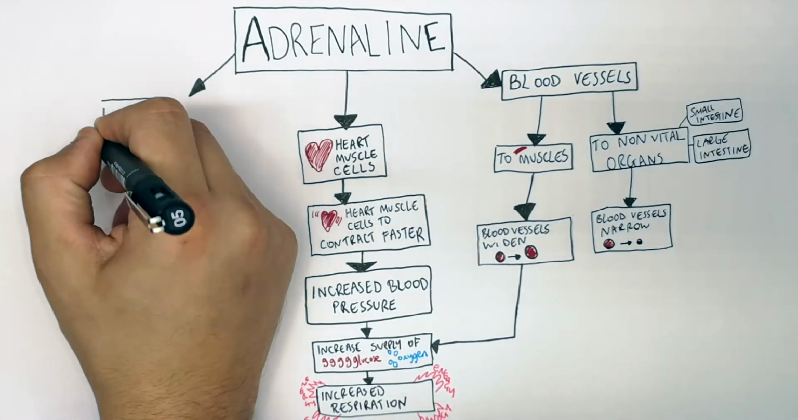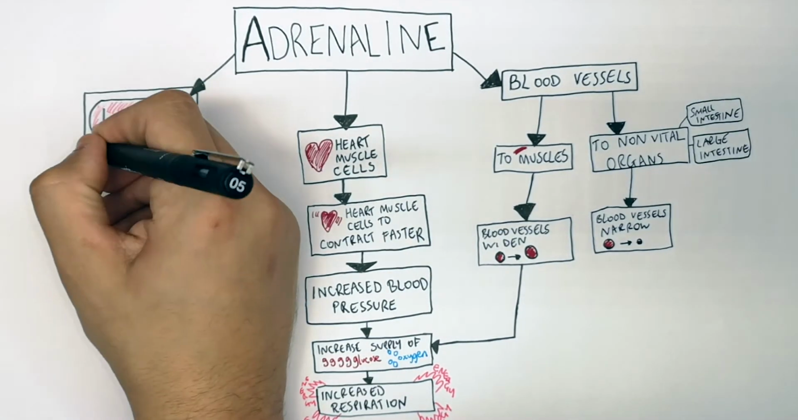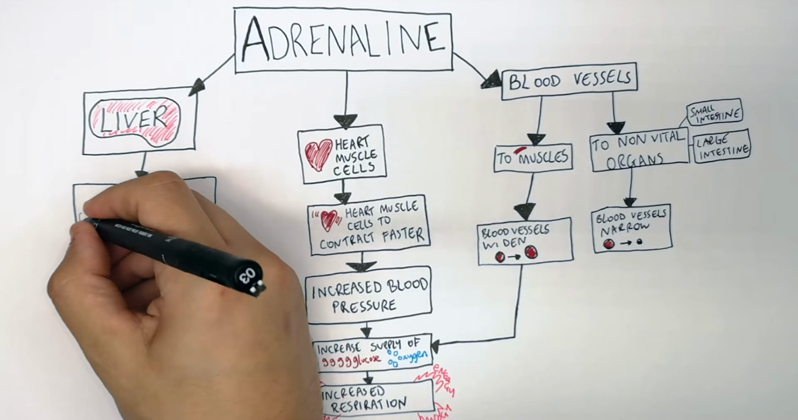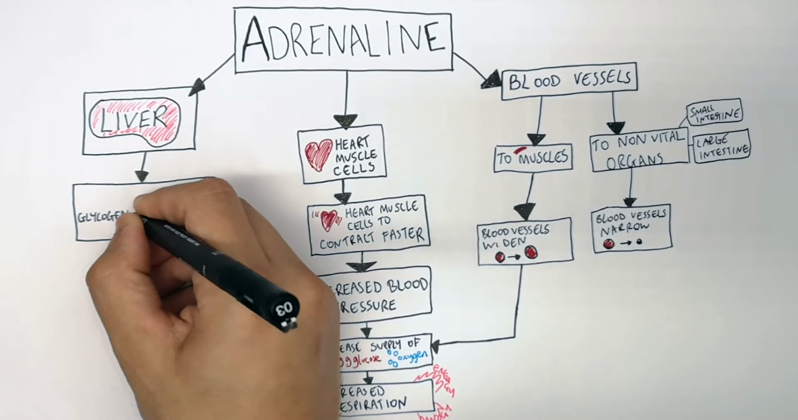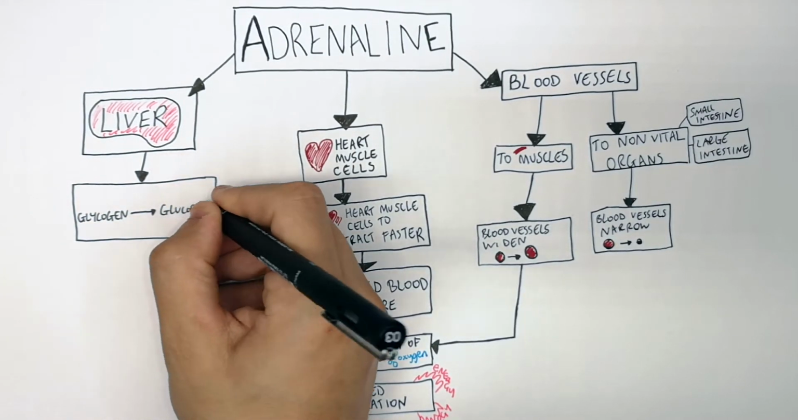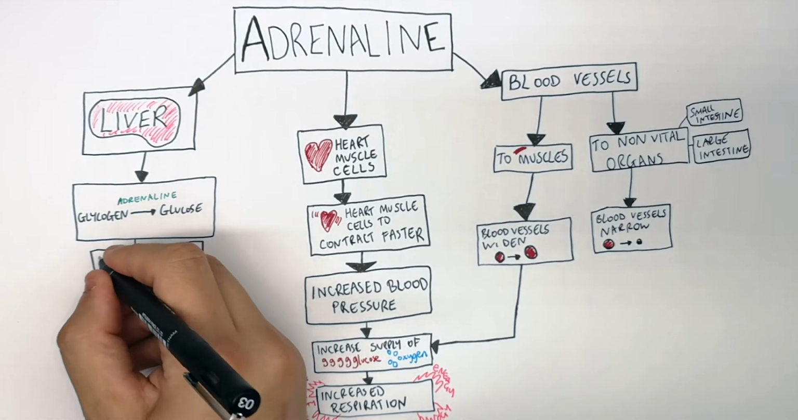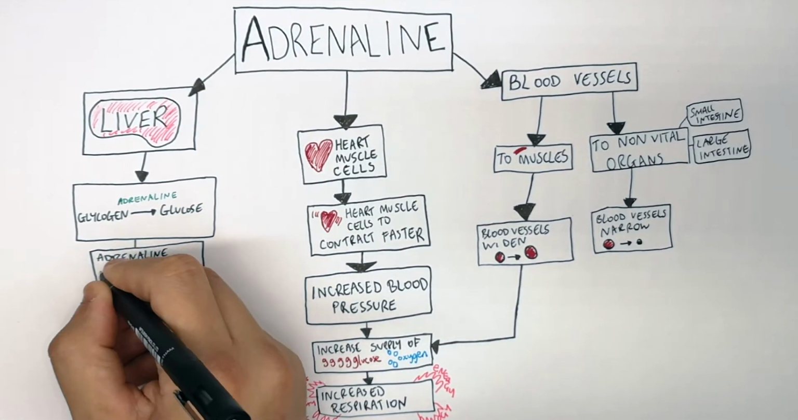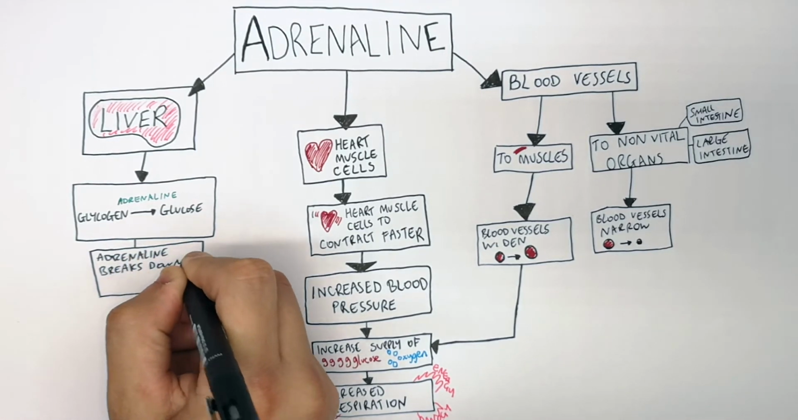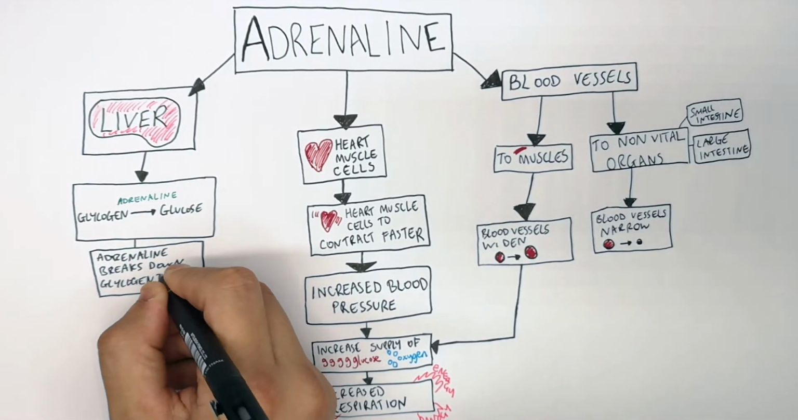So adrenaline goes to the liver. It is transported to the liver, whereby adrenaline will convert glycogen stored in the liver to glucose. So adrenaline helps convert that. So adrenaline will help break down glycogen into glucose.